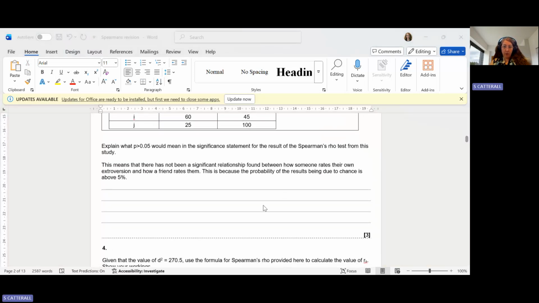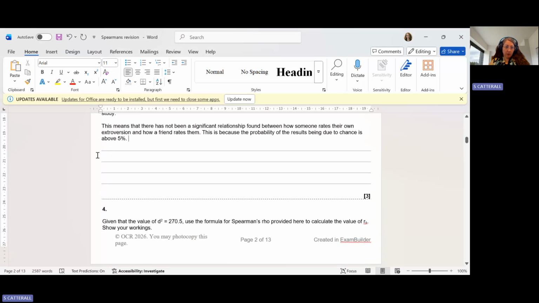So let's just see what the mark scheme says. We've got the probability of there being no relationship between them is greater than 5%, meaning that this is not a statistically significant result. There is no relationship between them. So yeah, they've done it in a different way to the way that I've worded it, but same answer. So that one's nice and easy. Let's get rid of them.